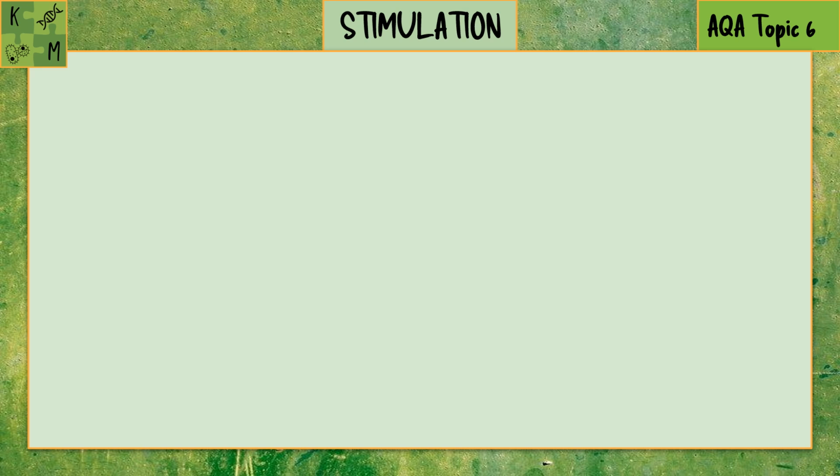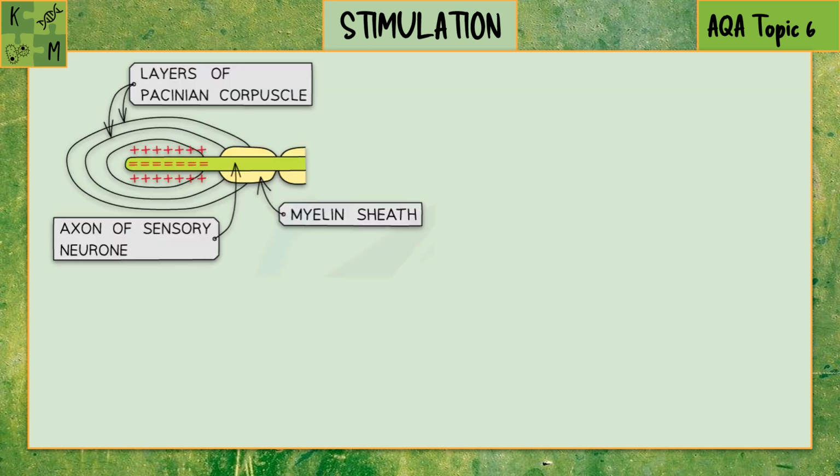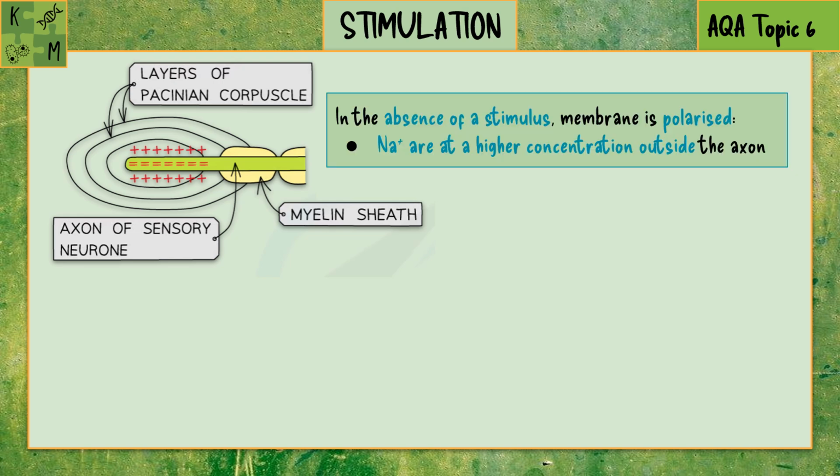In the absence of a pressure stimulus, the membrane is polarized. In the last video on resting potential, we saw that this means that the inside of the membrane is negatively charged compared with the outside, and this is due to the unequal distribution of ions across the membrane. In particular, there's a high concentration of sodium ions outside of the neuron axon.